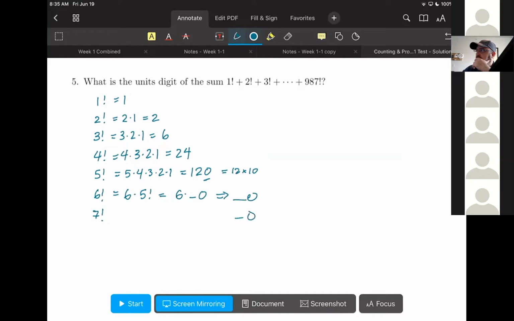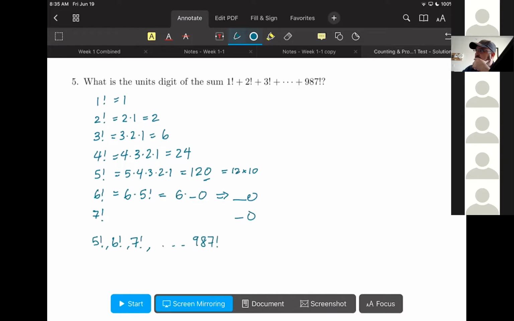And the reason for this is that things that end in 0 have 10 as a factor. In factorials, if there's a 2 that divides it and a 5 that divides it, that means 10 divides it, which means it'll end in 0. And so what we are seeing here is that all these numbers, 5 factorial, 6 factorial, 7 factorial, and on, all the way to 987 factorial and even beyond, all of these will end in a 0 in the units digit.